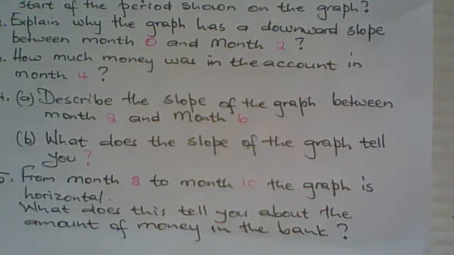What does this tell you about the amount of money in the bank? If you have a horizontal slope, it shows you that nothing is happening. There is no increase and there is no decrease. Therefore, the amount never increased. It was static. Nothing happened to it. There was no withdrawal and there was no deposit.